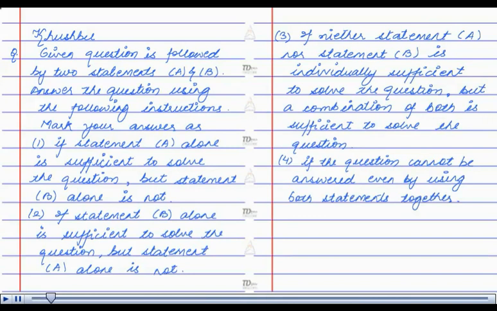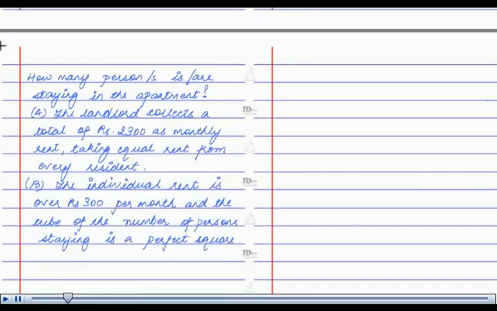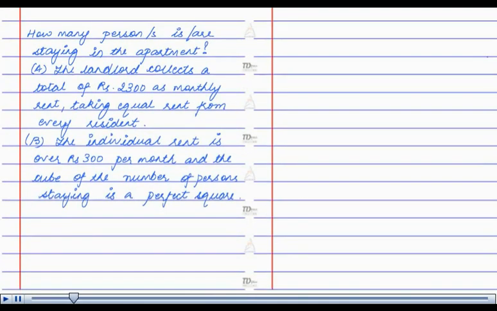Answer the question using the following instructions. A set of 4 instructions has been given, which is followed by the question: how many persons is or are staying in the apartment? Statement A is, the landlord collects a total of Rs 2300 as monthly rent, taking equal rent from every resident. And statement B is, the individual rent is over Rs 300 per month and the cube of the number of persons staying is a perfect square.